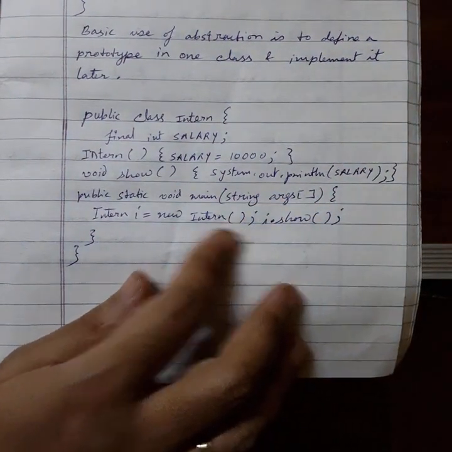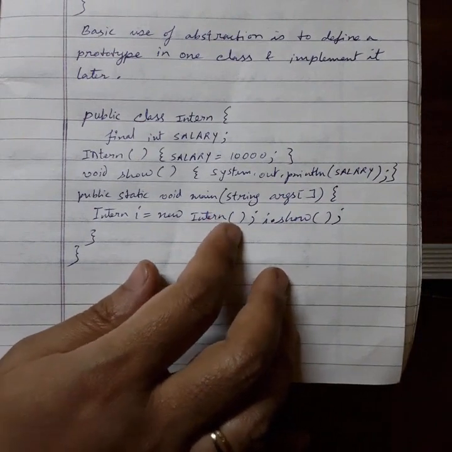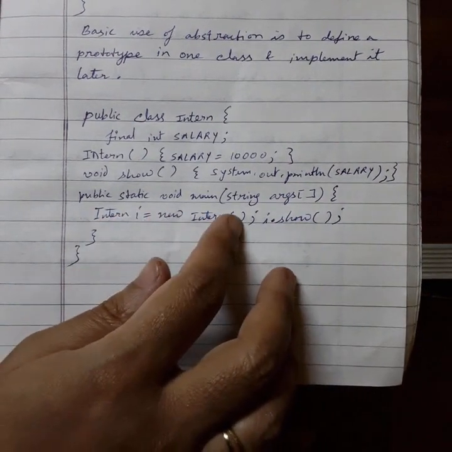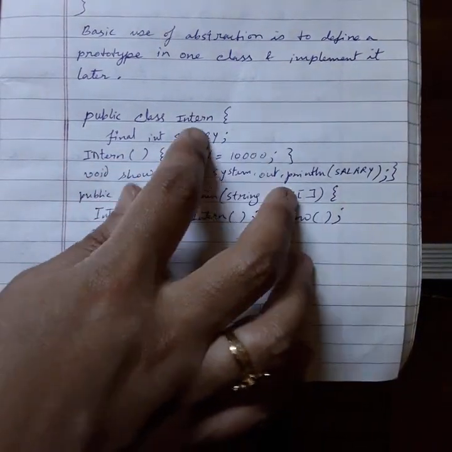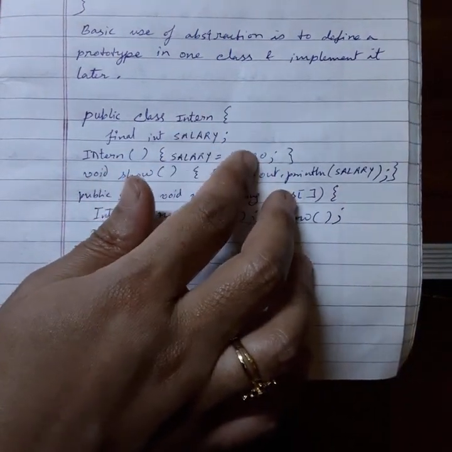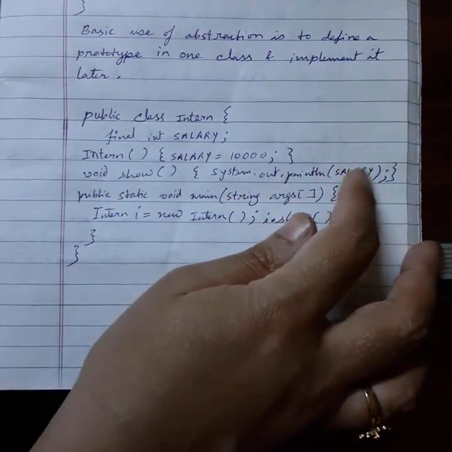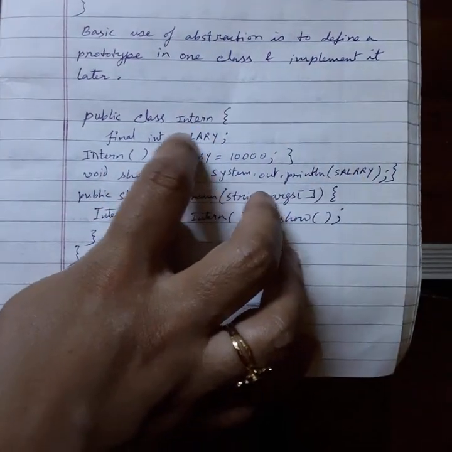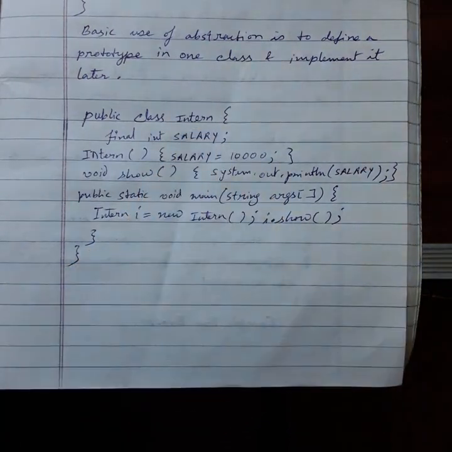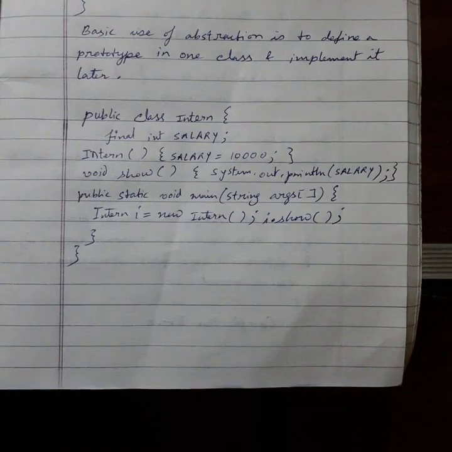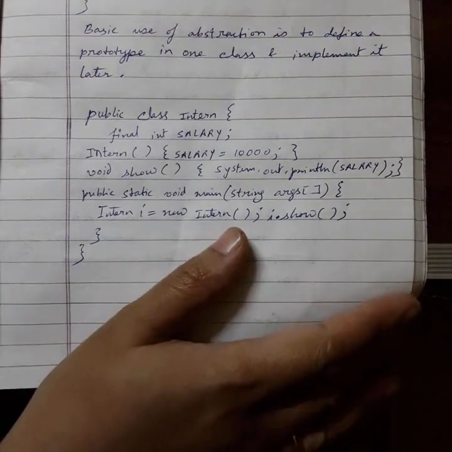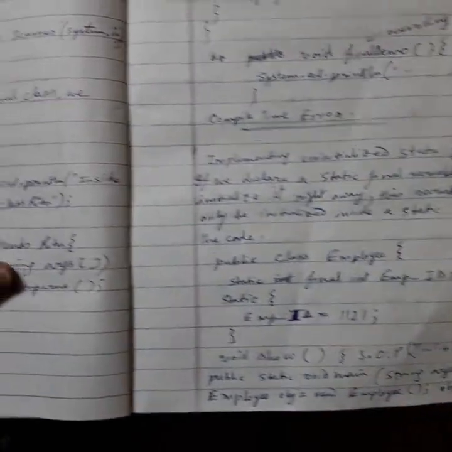So as the object is created, the constructor is invoked, which is this, and here this value gets initialized. This salary is this salary, right, which is getting displayed here. So that is how we initialize an uninitialized final variable.